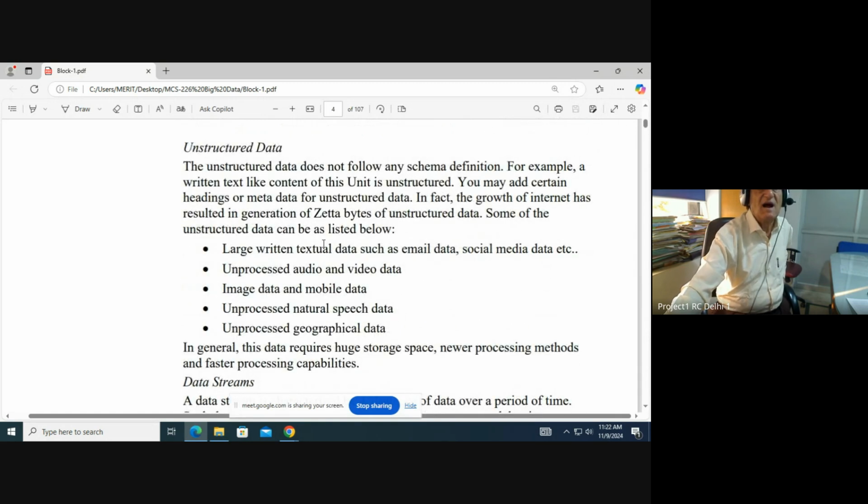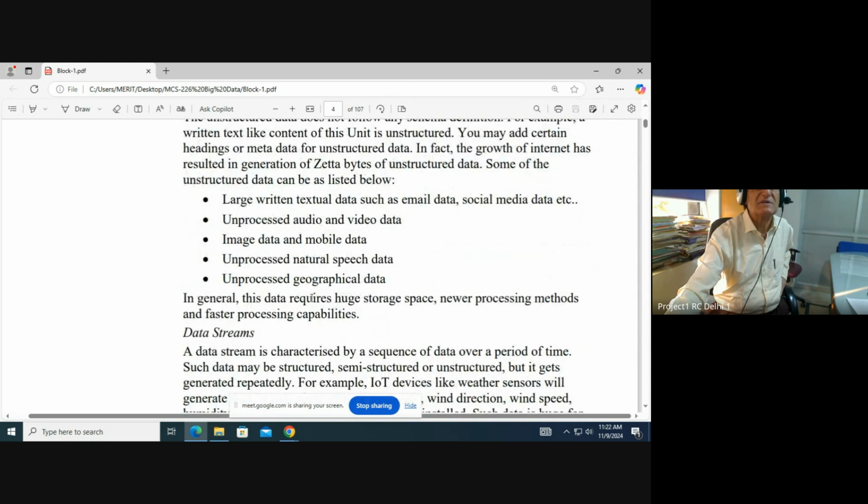Unstructured data is large written textual data such as email data, social media data, unprocessed audio or video data, image data, mobile data, unprocessed natural speech data, unprocessed geography data. All these are unstructured data.